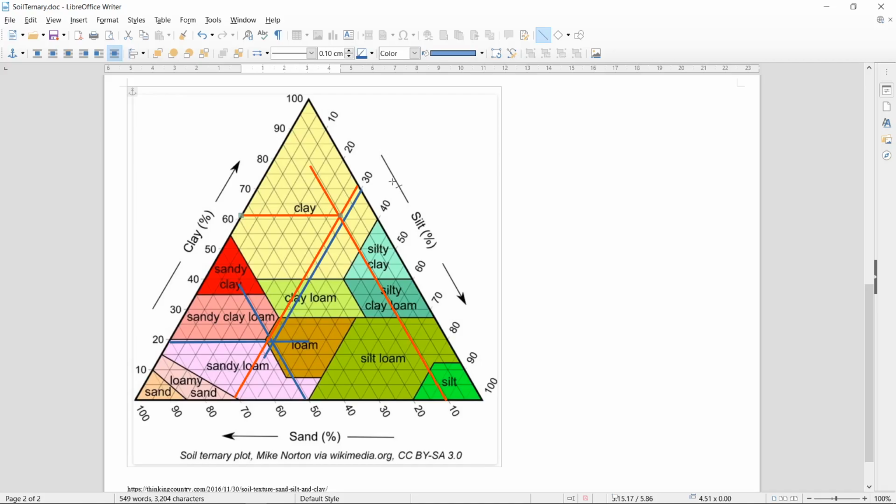So texture is very important because it also determines other properties like structure and drainage and soil water or moisture, and thus also indirectly impacts the suitability for agriculture.